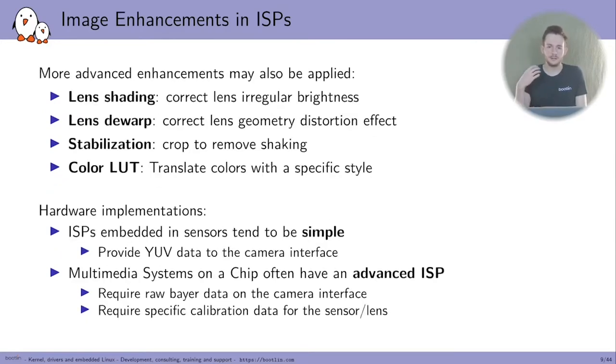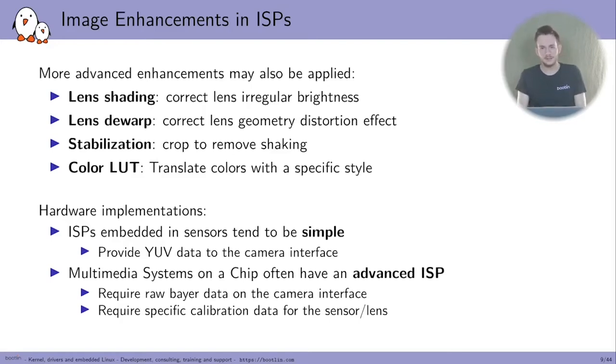But we can also find some more advanced enhancements as well. For example, the lens shading will correct the irregular brightness that appears on lenses, where basically you have a bright spot at the center of the lens, and then on the edges you have darker spots. The lens shading correction step will flatten this to have the same brightness on all areas of the lens. Lens dewarp is used for fisheye lenses or lenses that have very low focal lengths, where the geometry will be distorted. So the dewarp will restore the correct geometry.